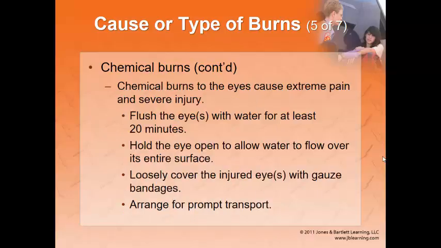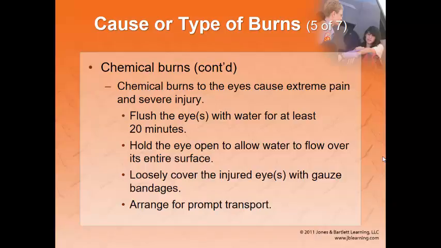Chemical burns to the eyes can cause extreme pain. They can also cause blindness. So again, flush those eyes with water. We don't use an alkali to balance an acid. We just use water. The solution is dilution to get rid of chemicals. Hold the eye open and have them move that eye around as much as possible so it covers the entire surface. It gets under the eyelids.